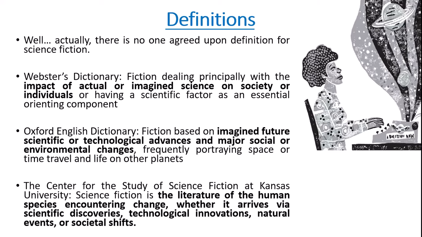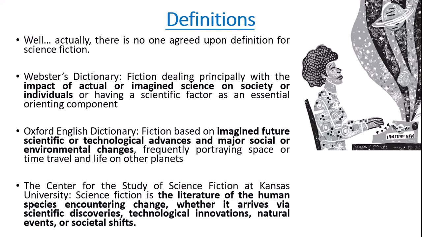And lastly, this is from the Center for the Study of Science Fiction at Kansas University. Science fiction is the literature of the human species encountering change, whether it arrives via scientific discoveries, technological innovations, natural events, or societal shifts. And I really think that this kind of encapsulates everything that I've been saying so far on this slide, that, yeah, we're going to look at speculative fiction. Sometimes sci-fi is called speculative fiction because it looks at what could the future be like, or even what could our present look like if there were some of these societal shifts.